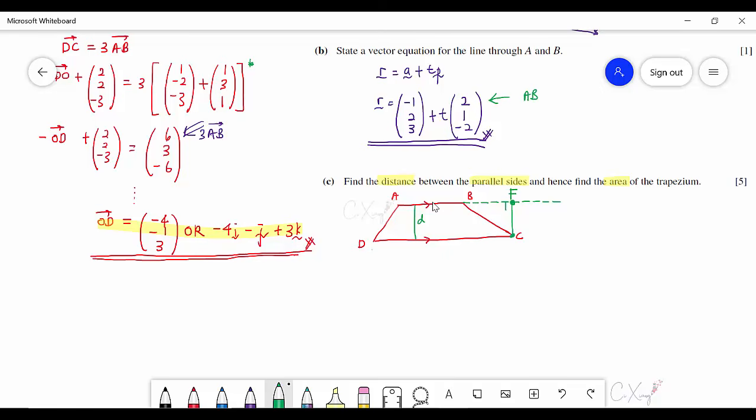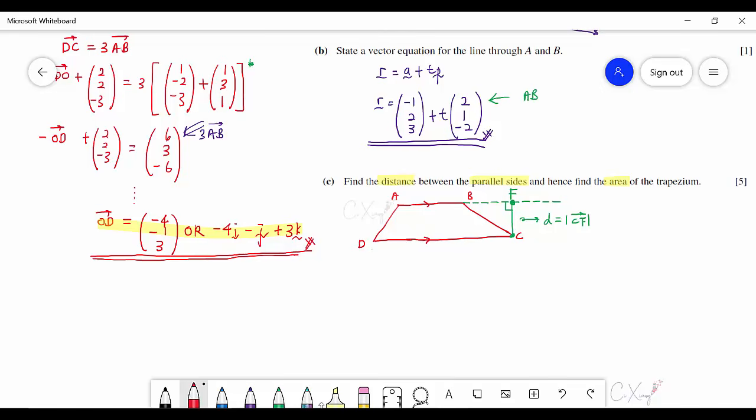I will label it like this. So my aim is to find out the D, the distance, the height, which is also equal to the length of CF. This is what I plan to do in my calculation here, in my solution here. All right, okay, so C.